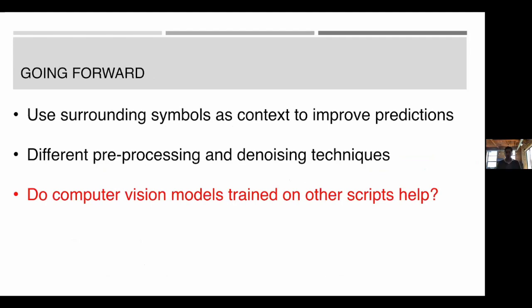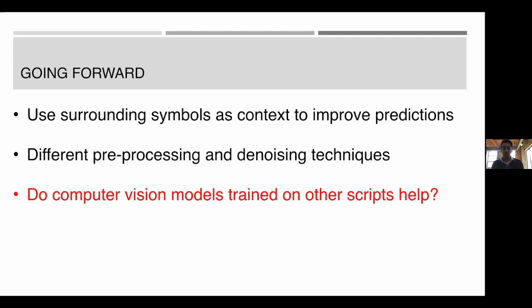Now, going forward, this is really what we're interested in doing. How do we go from this 80% accurate, kind of works on the popular symbols, to something that is actually useful for humans? There are going to be many different techniques that we can use. The first obvious one is to use surrounding symbols as context to improve predictions, right? Letters don't happen in a vacuum. There are neighboring letters, and that changes the probabilities of what we should be predicting and what we should not be predicting.